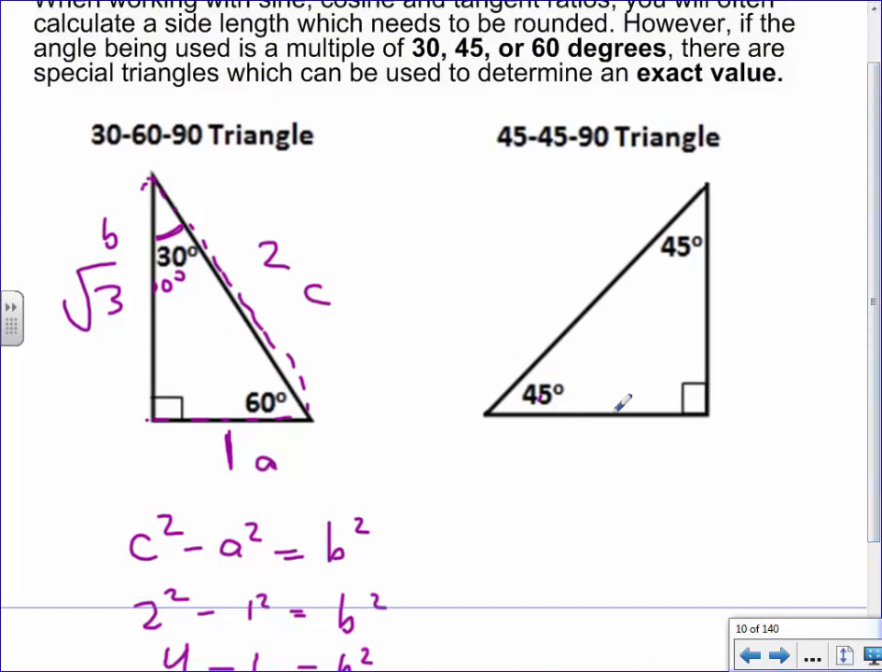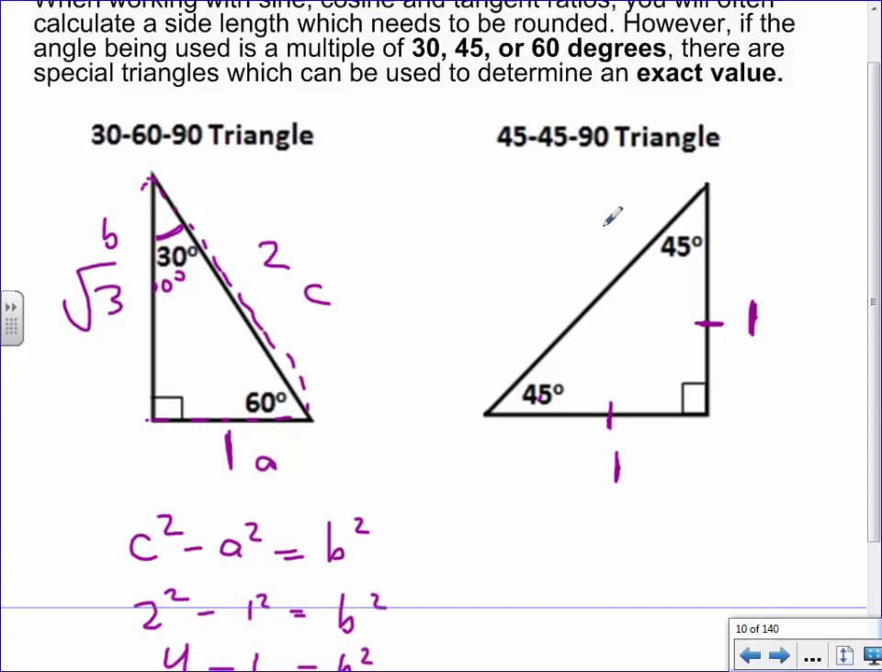This is an isosceles triangle. The reason I know it's isosceles is because if these are both 45s right here, they have the same angle. And if you have two of the same angle, it means that this side and this side must be the same as each other. So on this triangle, let's make this side be 1, and then this side right here will also have to be 1, because that's the property of isosceles triangles.